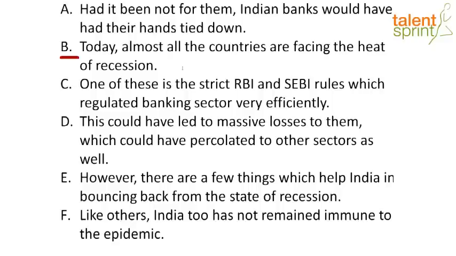Now, which sentence would that be? Would it be A, C, D, E, or F? Now, if you look at it, I know sentence F, like others, making reference to the other countries, India too, singling out our country, has not remained immune to this epidemic. Now, epidemic, again, makes reference to the recession. What is an epidemic? An epidemic is a rapid spread, right? Affecting an area or a population at the same time. Something negative happening right there. So, having said that, F becomes a sequential sentence, making reference to all the countries and making reference to the recession. So, India too has not remained immune to the epidemic.